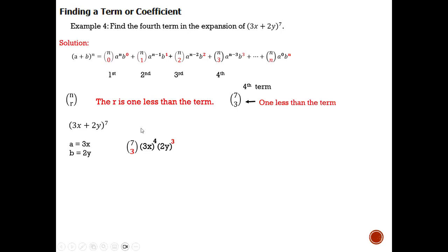So this would be just the fourth term. I don't need to find all the other terms. I don't need to expand. I just need to get this term. So now I can evaluate this term. Again, you can use the formula.